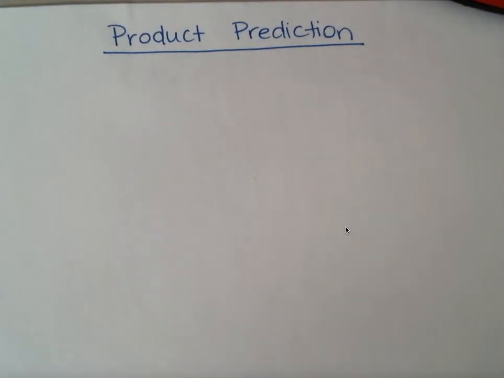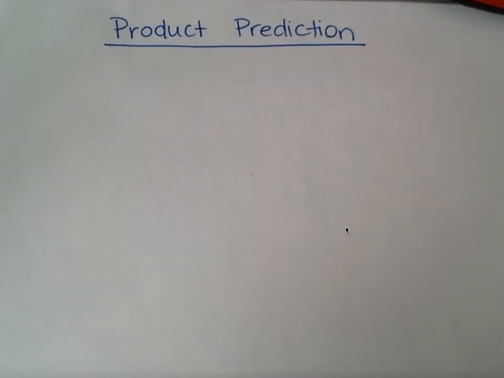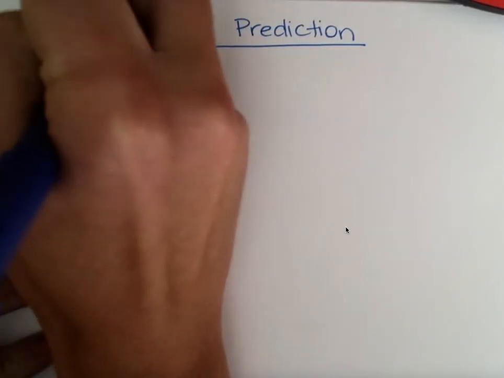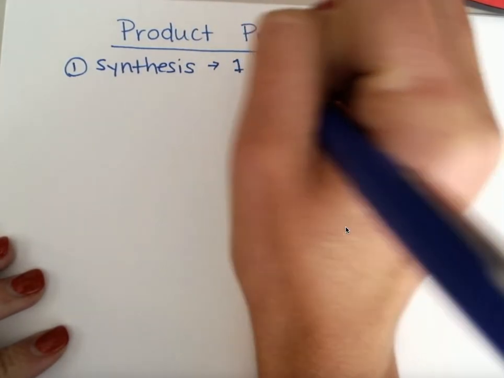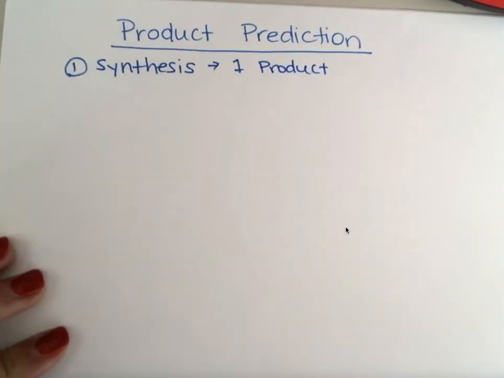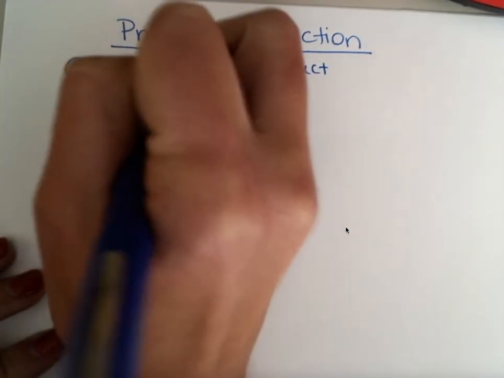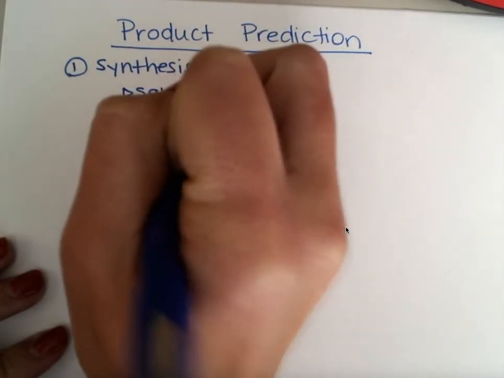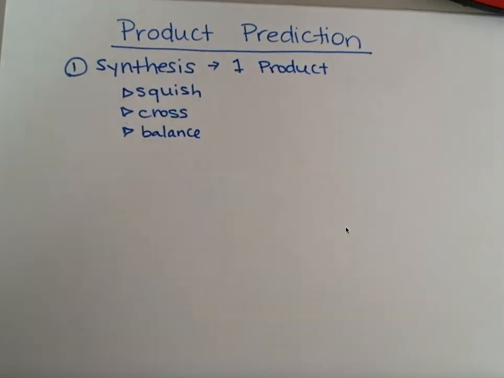Alright guys, so I'm going to make a quick video just summarizing product prediction of the different types of reactions. We're going to start with synthesis. Remember that a synthesis is when we're going to make one product. And if we make only one product, the only thing we have to do with a synthesis is squish our symbols together, cross any charges that we have, and then balance that equation.